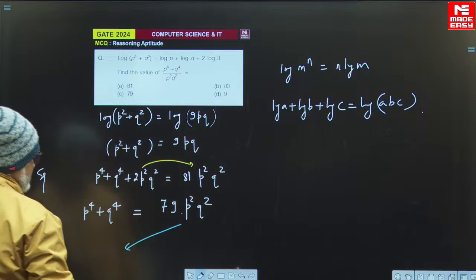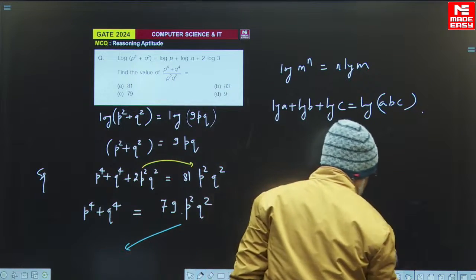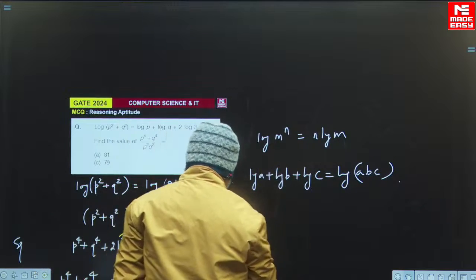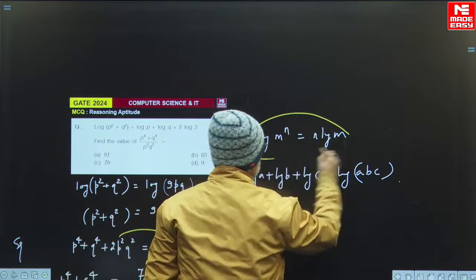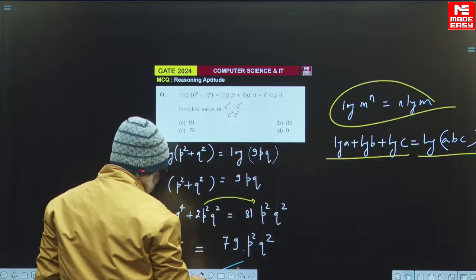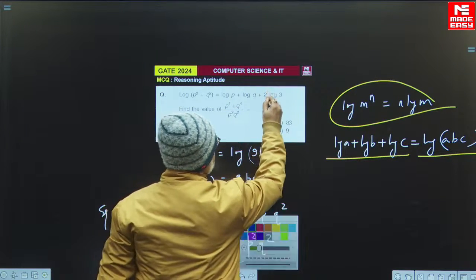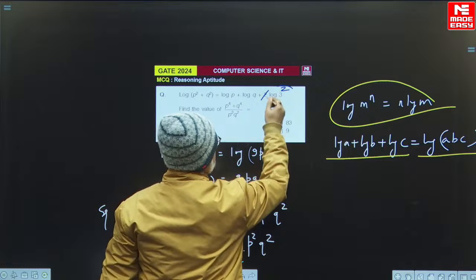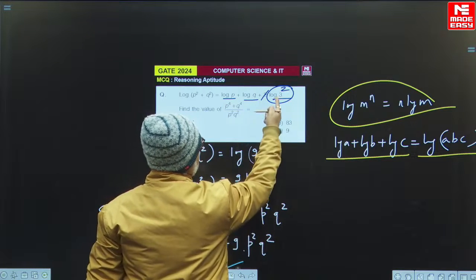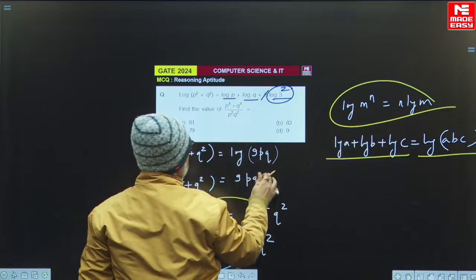So anyhow, this is very elementary. We all know log m power n is equal to n log m, and log a plus log b plus log c is equal to log abc. So first of all, this term will become 3 square, which is equal to 9. Log p plus log q plus log 9 will be log of 9 into pq.